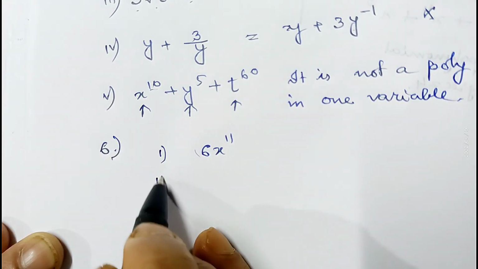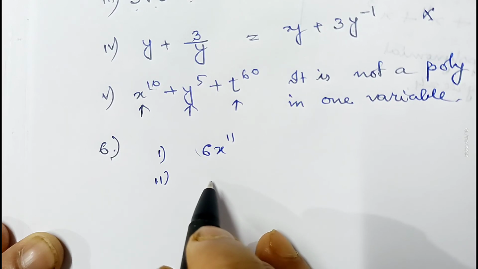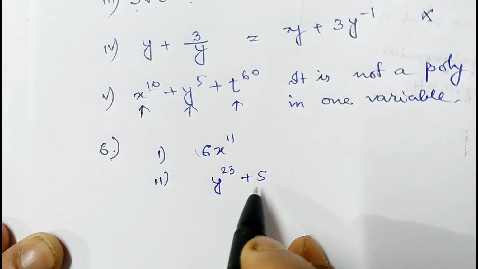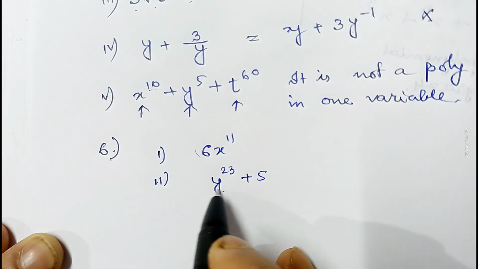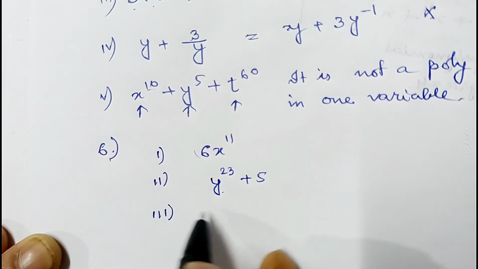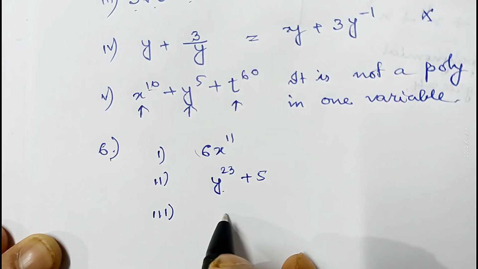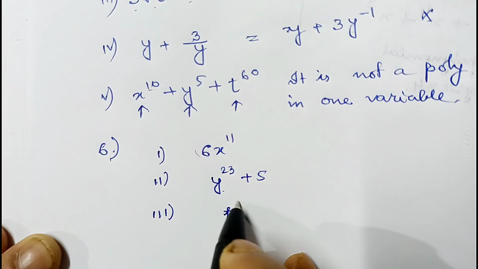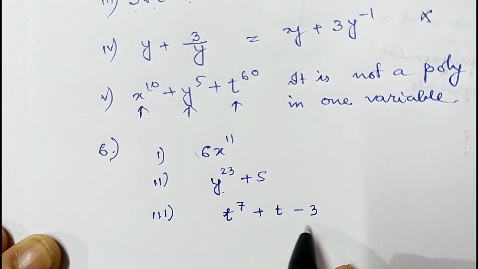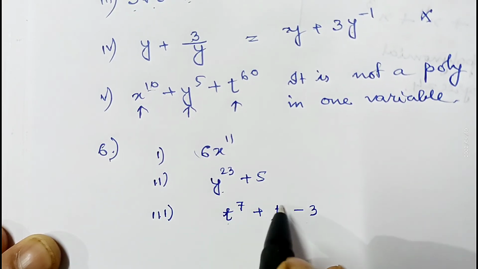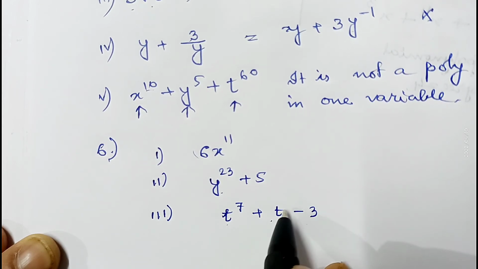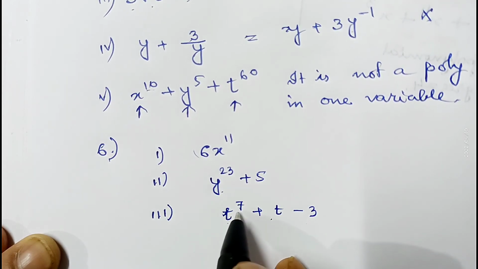In the second case, it is given binomial of degree 23, so we can consider y to the power 23 plus 5. Here two terms are there, so that means it is binomial and degree is 23. In third case, it is given trinomial of degree 7, so we can consider suppose t to the power 7 plus t minus 3. How many terms are there? 3 terms, one term, second term, third term, so it's a trinomial. And what is the degree of this trinomial, which is also a polynomial, is 7.